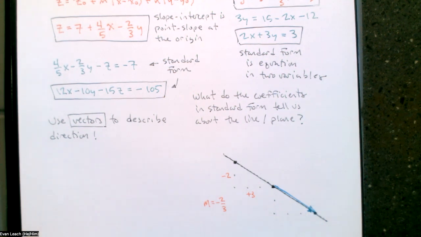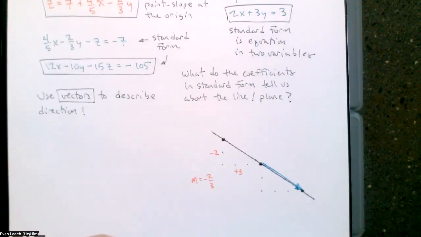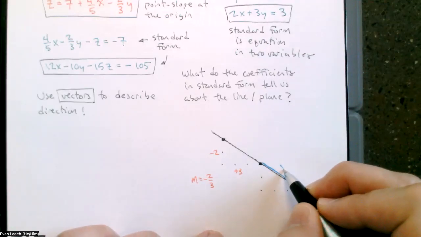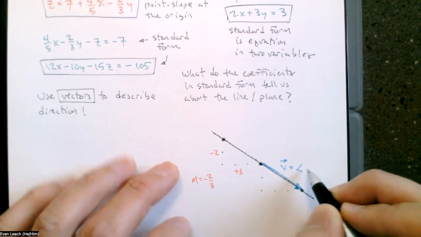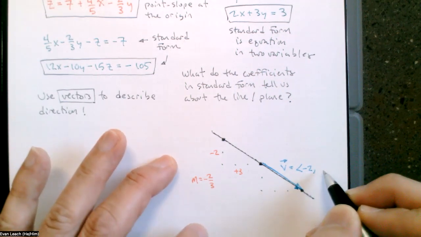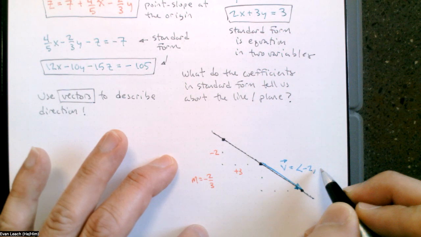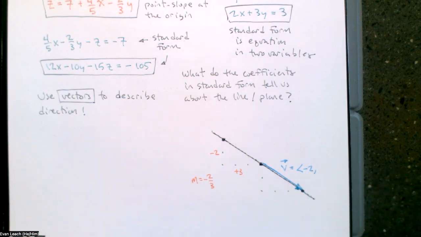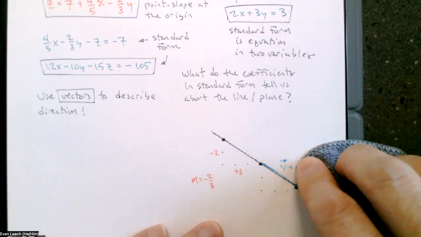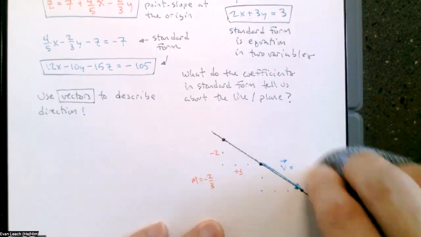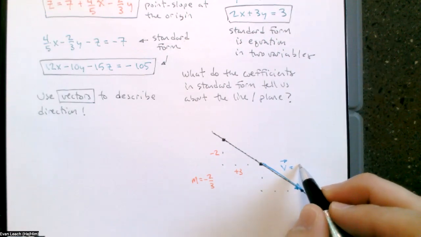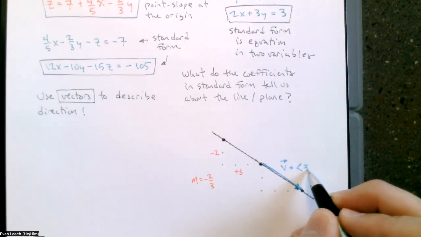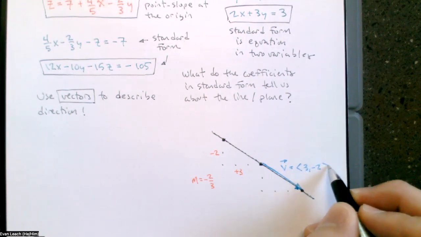So I could say here's a vector that's describing this line. And we can say that this vector, say v for vector, is the vector... We've gone -2 in the x direction and +3 in the y direction. Sorry, I was doing rise over run. We've gone a +3 in the x direction and a -2 in the y direction.